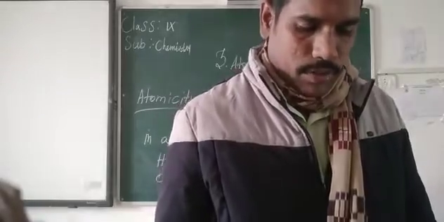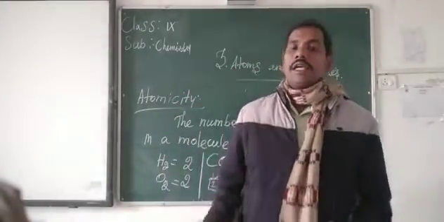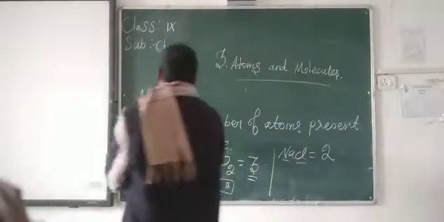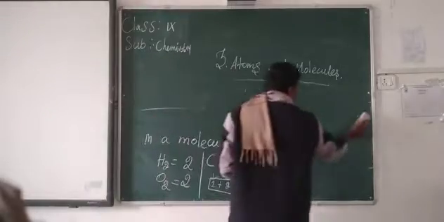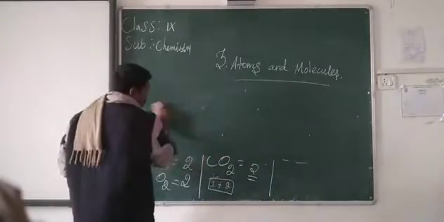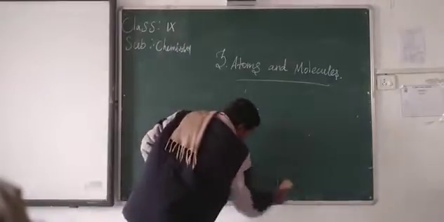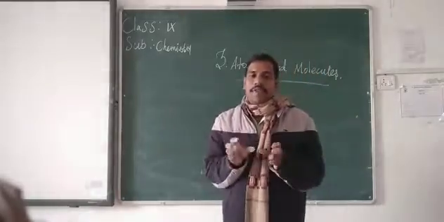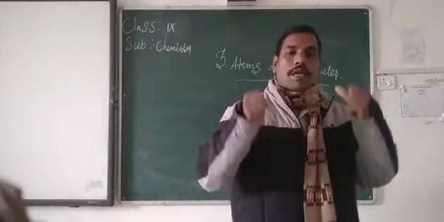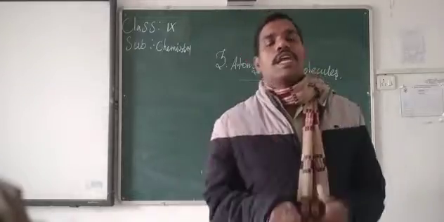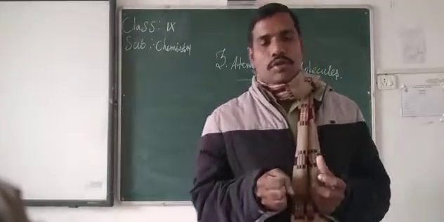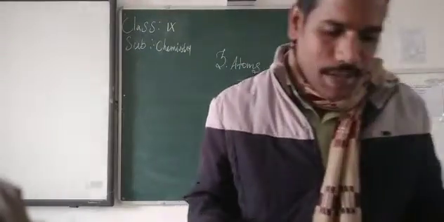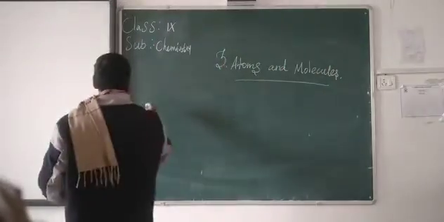Let's see. Always the elements combine in a fixed ratio. While the elements are forming a new compound, they combine in a fixed ratio by mass. So regarding mass, they are going to join in a fixed ratio. For example, let's see water.